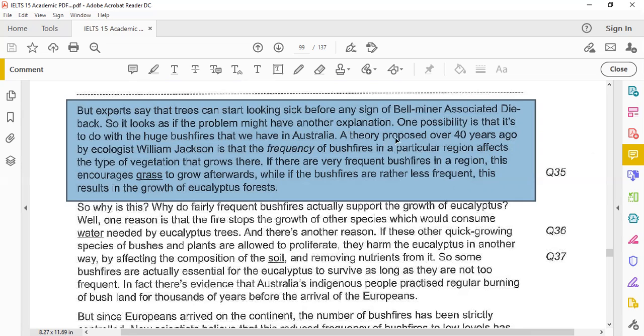A theory proposed over 40 years ago by ecologist William Jackson is that the frequency of bushfires in a particular region affects the type of vegetation that grows there. If there are very frequent bushfires in a region, this encourages grass to grow afterwards, while if the bushfires are rather less frequent, this results in the growth of eucalyptus forests.